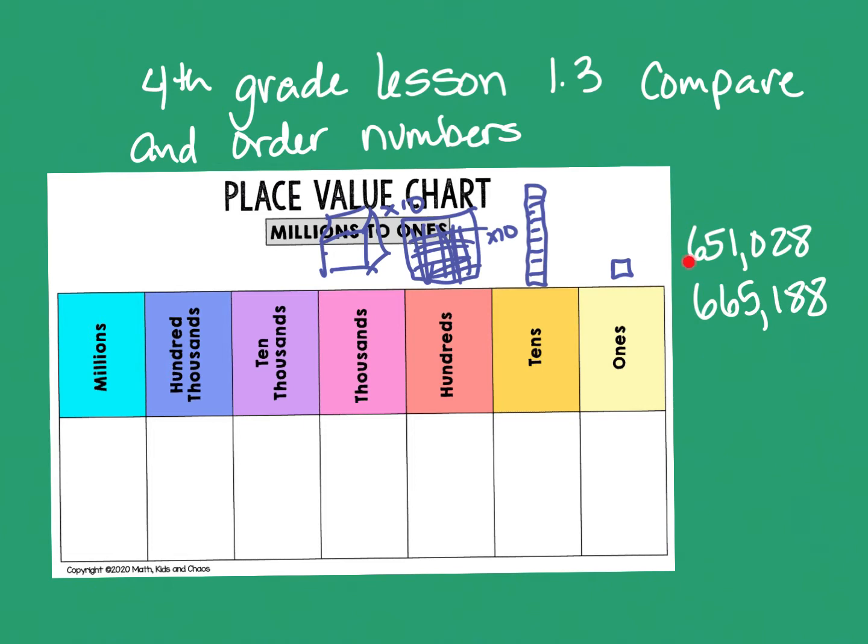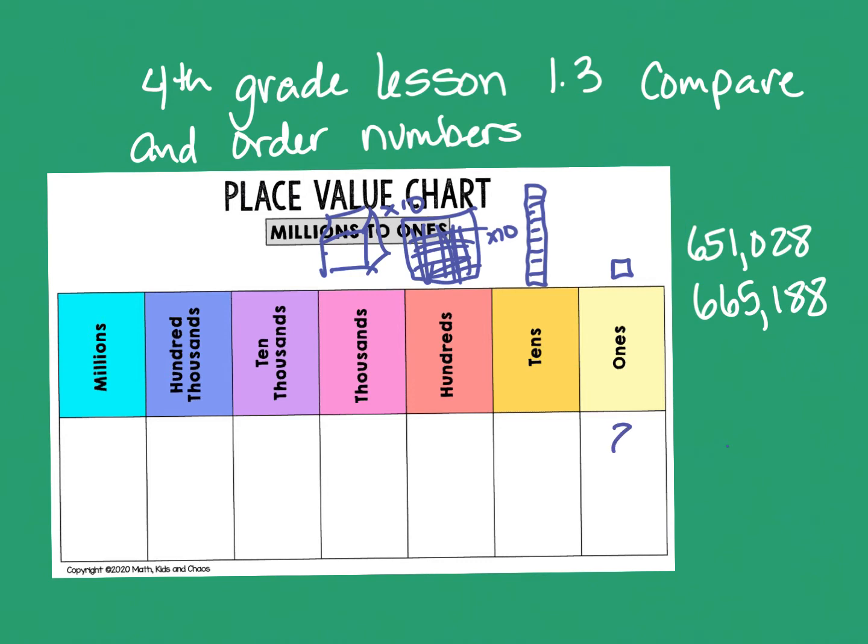Here we have 651,028. There was 0 in the 100, so I skipped it and went 28. Compared to 665,188. Well, for a while, I might need to just put these numbers on the chart just to see the place values. Eventually, you'll feel like, oh, I don't need the chart anymore. I can see it right now. But until that point, put it on the chart.